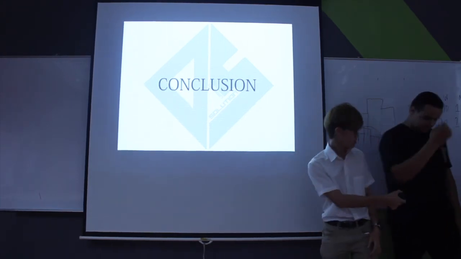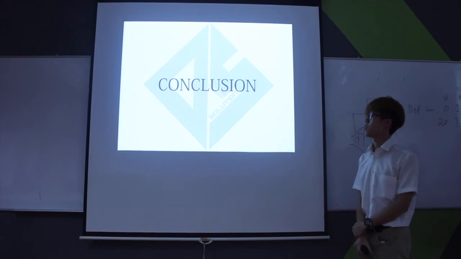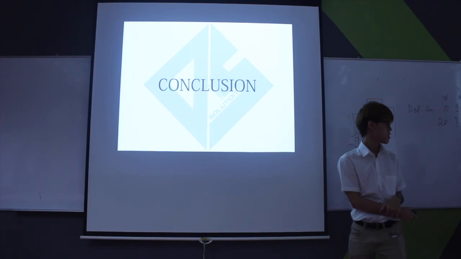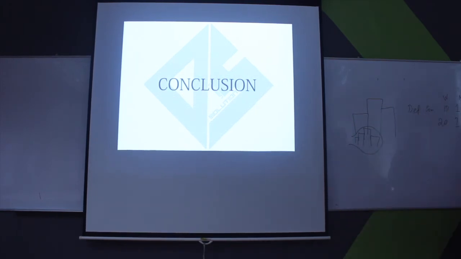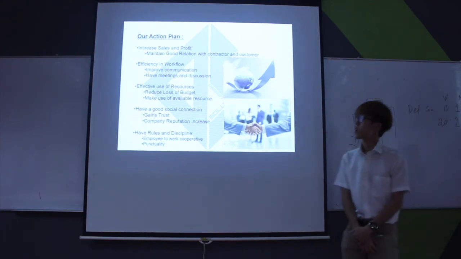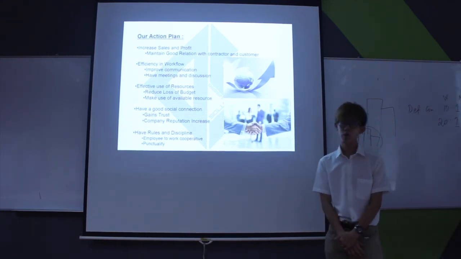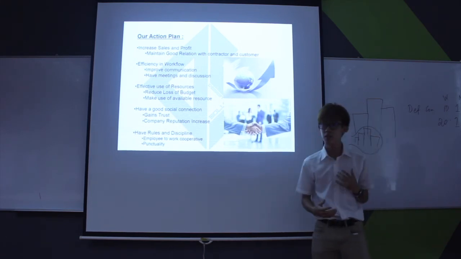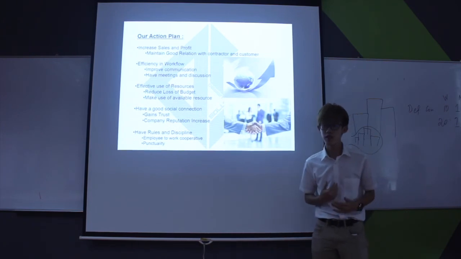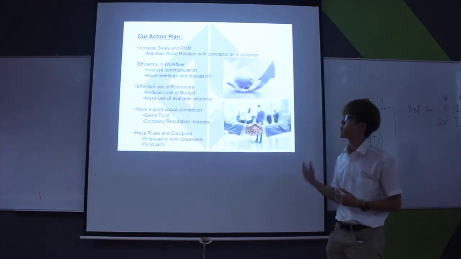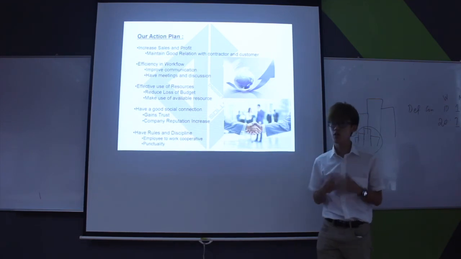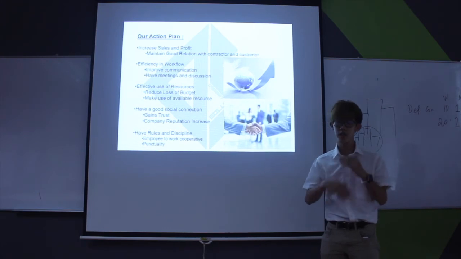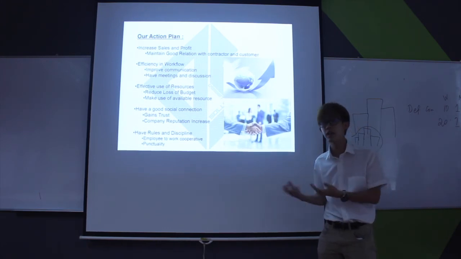So for the conclusion, our action plan goes like this. We will increase sales and profit along the way to maintain a good relationship with contractors and customers, which will bring good business to us, like they will order more. And we will work on our efficiency in workflow, like increasing communication, having meetings and discussion so we will know what our progress is and what our target is for the month, weekly, annually.